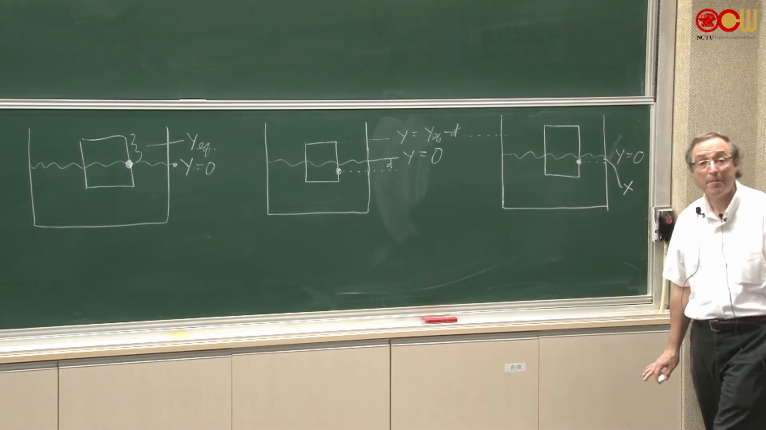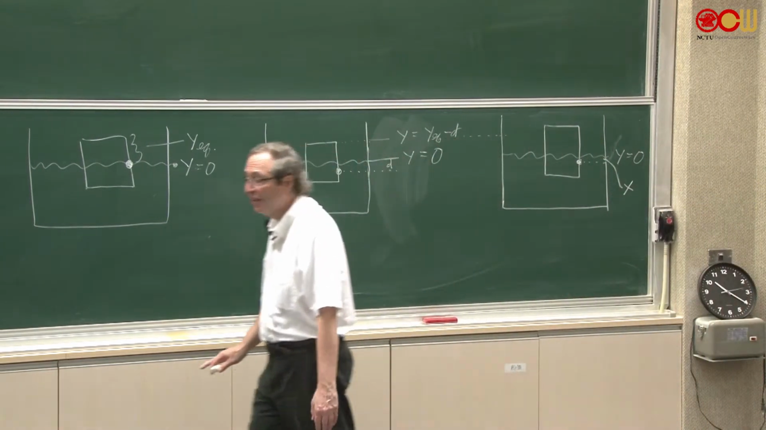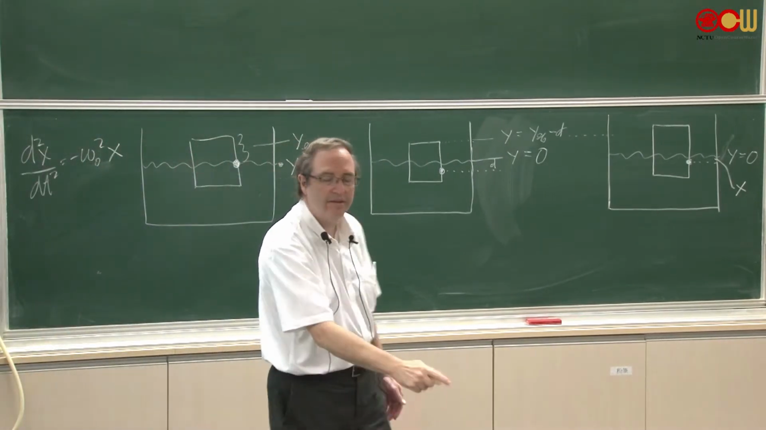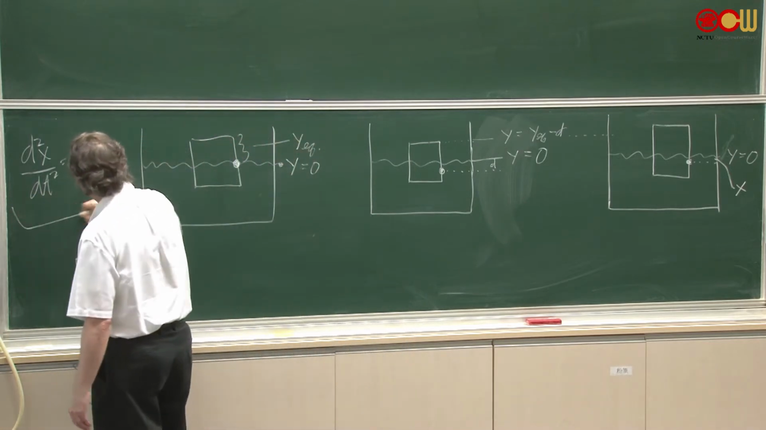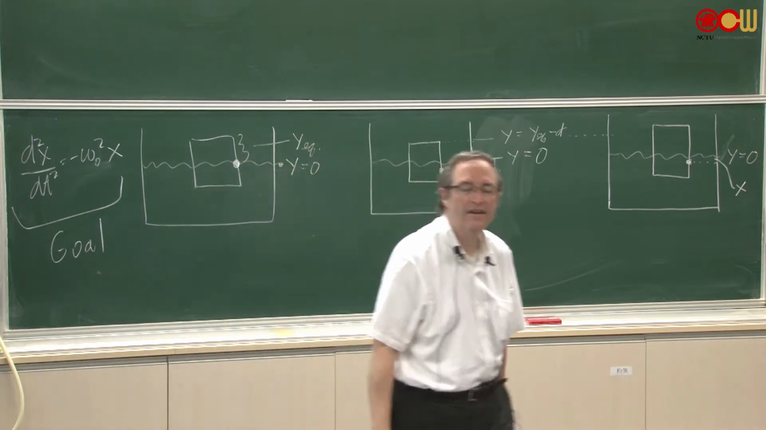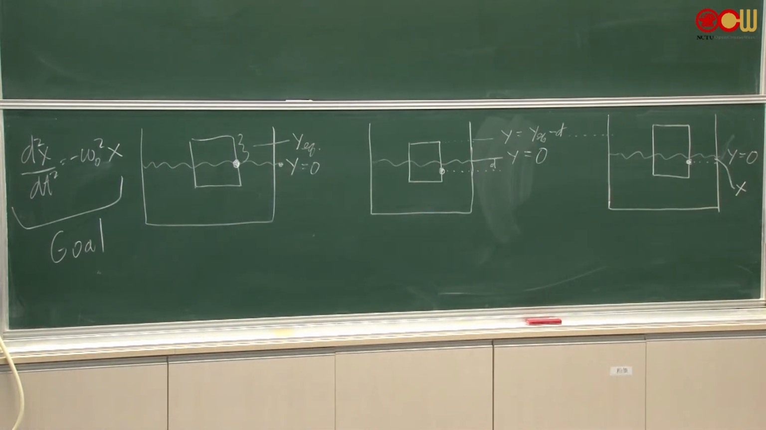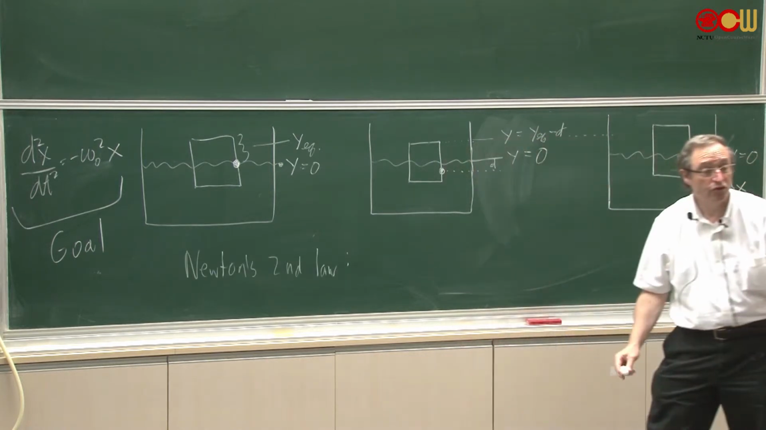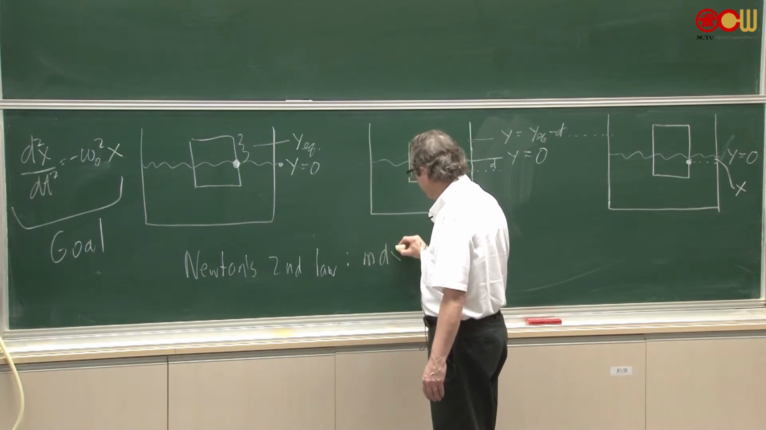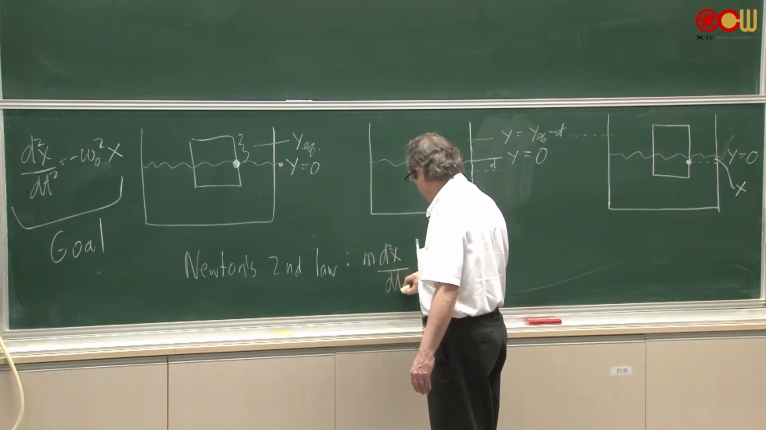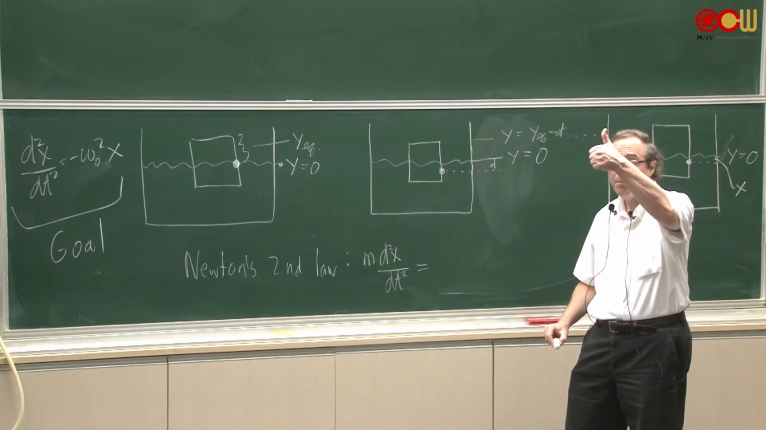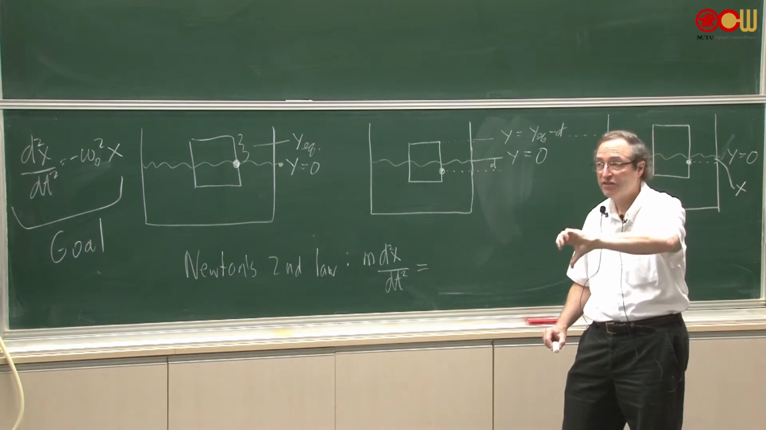Now remember, your goal is to get an equation that looks like this. That is the goal. And we're going to use Newton's second law to get there. So Newton's second law boils down to m d squared x over dt squared equals the net force. There's a force up and a force down.